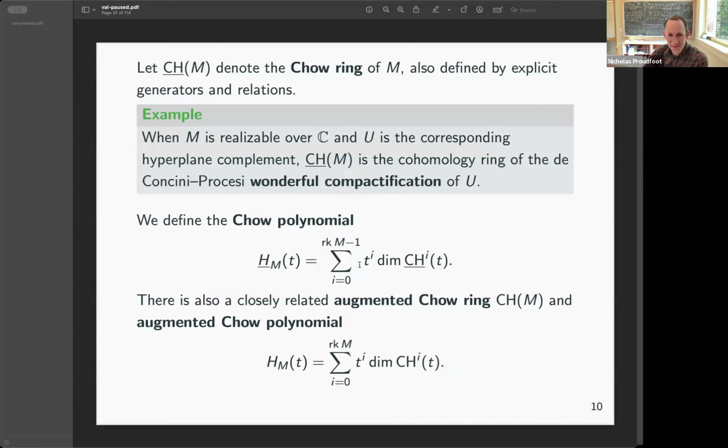The only thing that I really want you to notice, if you're not familiar with these polynomials, is the Chow polynomial goes up to the rank of the matroid minus 1. The rank is the size of a basis. And the augmented Chow polynomial goes up to the rank of the matroid. So it's 1 degree larger.